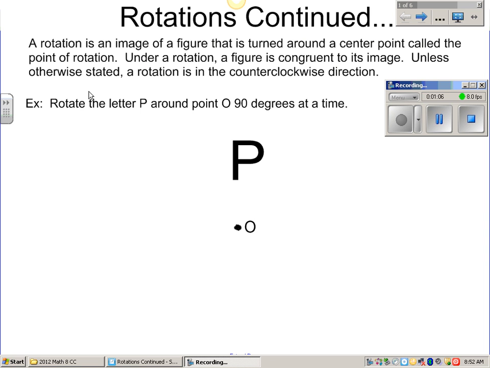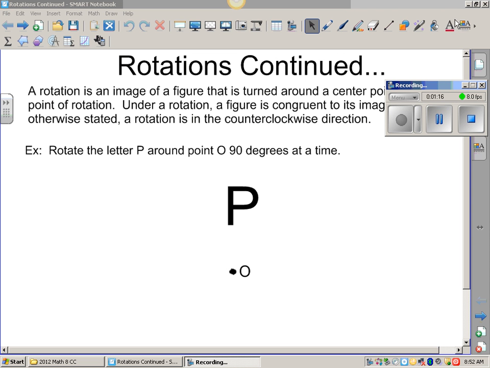All right, so here we go. We're going to rotate the letter P around point O 90 degrees at a time. So for most of us, that's going to be pretty straightforward. Let me get my pen and we will get started. So here's our point of rotation. You need to imagine there's an imaginary line connecting the P to the O, and then we're going to turn it 90 degrees counterclockwise. It's not otherwise stated, so we're going counterclockwise.